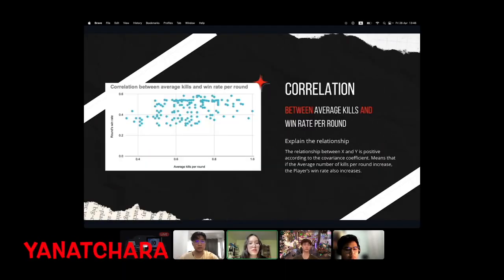Next is the correlation part. The graph shows the correlation between average kills and win rate per round. The x-axis shows the player's average kills per round, and the y-axis shows the player's round win rate. The relationship between X and Y is positive according to the covariance coefficient, meaning that if the player's average number of kills per round increases, the player's win rate also increases.